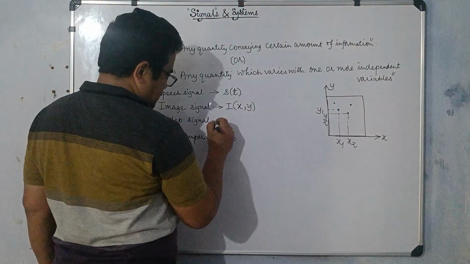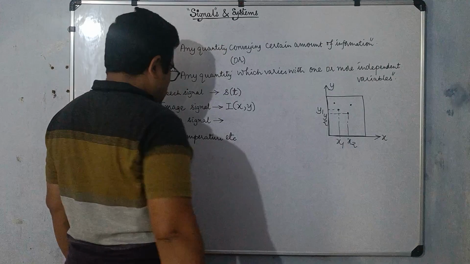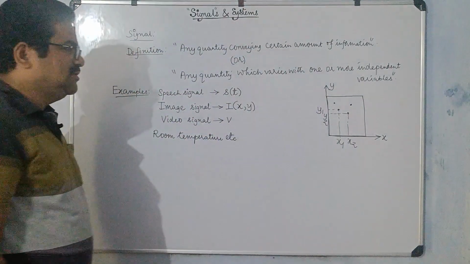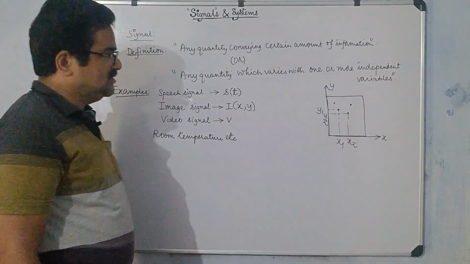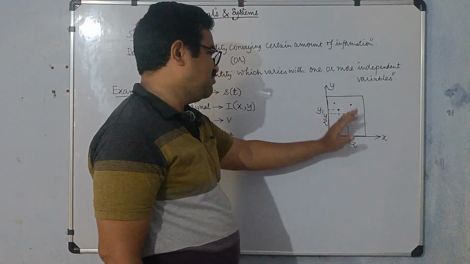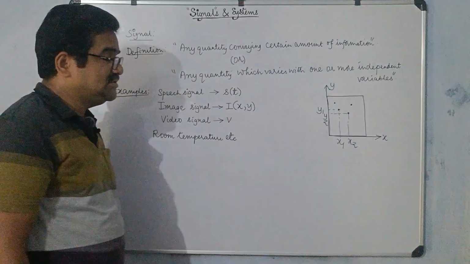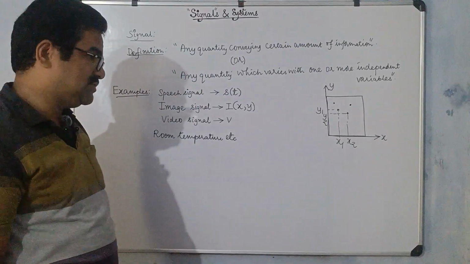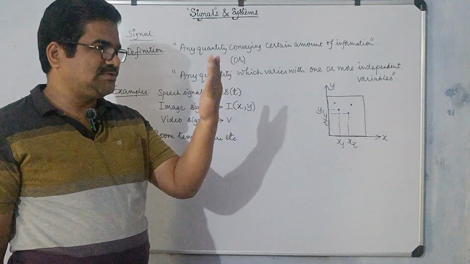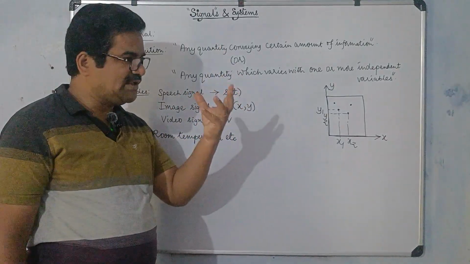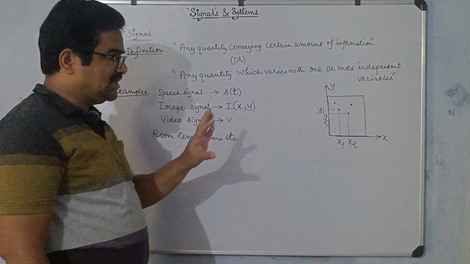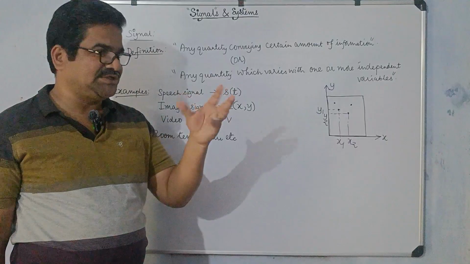Or if it is a video signal, let us say I represent the video signal with capital V. Now, a video signal is also seen on a mobile phone screen, but the signal is additionally changing with respect to time also. Unlike your image or picture, which is constant always. It is not moving, so it is not changing with respect to time. But if you take a video signal, the picture keeps on changing, isn't it?